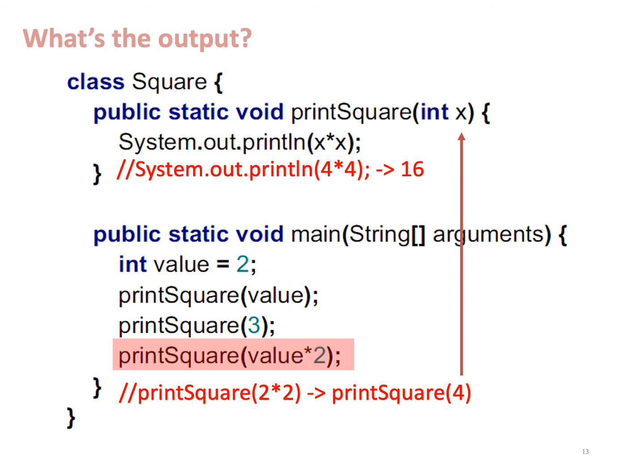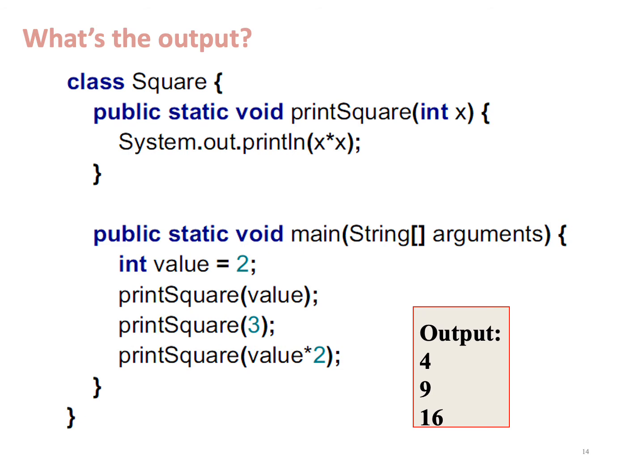Here we have printSquare(value * 2), which is basically printSquare(2 * 2), which is the same as printSquare(4). So the value is passed to int x, which is the value 4. It calculates 4 times 4, that gives us 16. So when we run this code, the output that we will get is 4, 9, and 16.